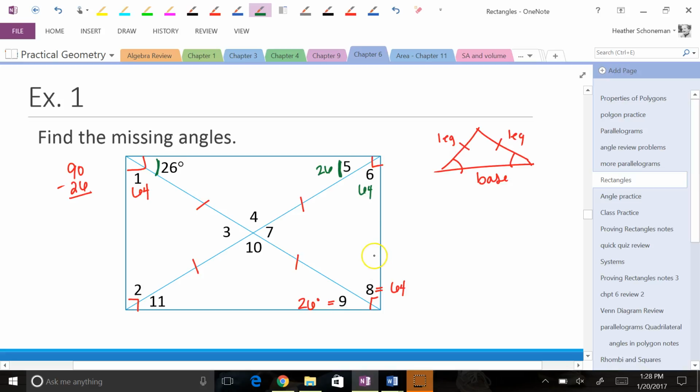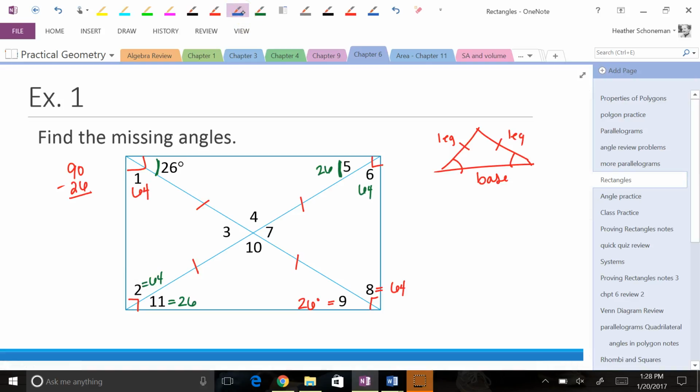They're matching. 9 and 11, they're base angles. So that means 11 is going to be 26. 90 minus 26 is 64. 64 and 2, oh, they're base angles. They match as well. Now we're just left with the three angles in the middle.